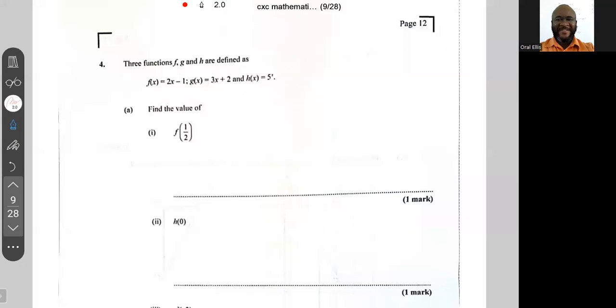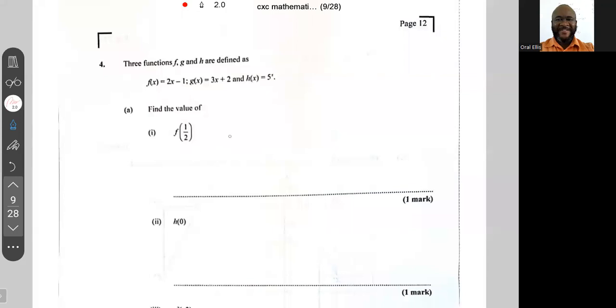All right, so January 2022, question number 4 says, the three functions f, g, and h are defined as f of x is equal to 2x minus 1, g of x is equal to 3x plus 2, and h of x is equal to 5 raised to the power x. First thing we're asked to do is to find f of a half.